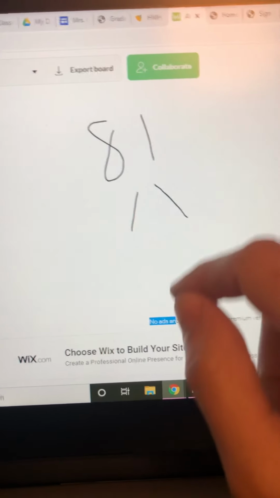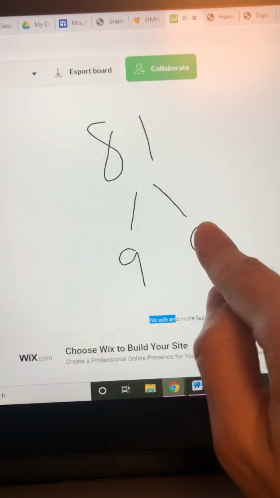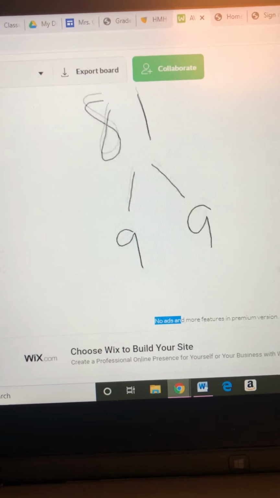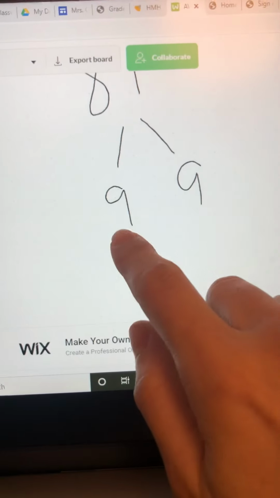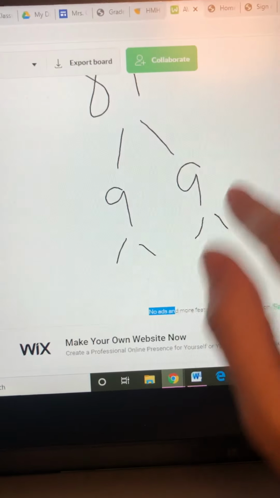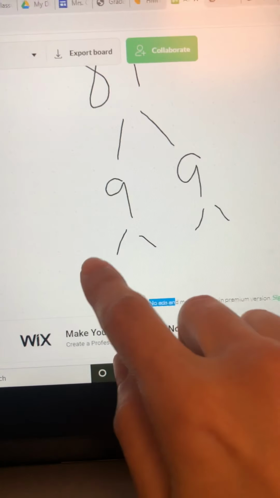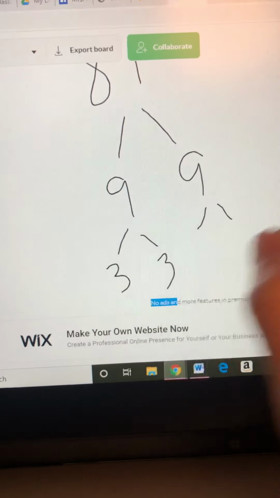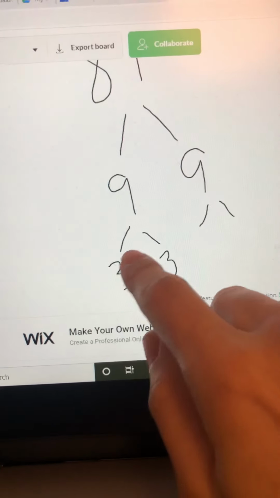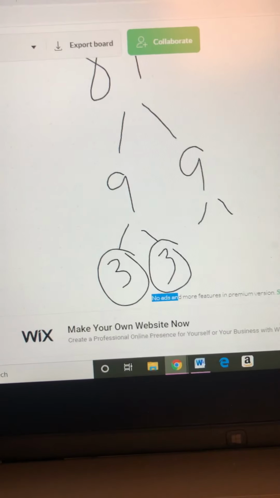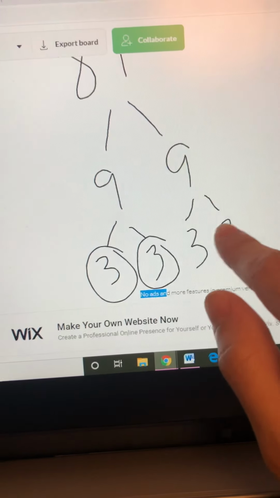81 is not prime, okay? 9 times 9. 9 is not prime either. It tends to be something that we get confused with. Just because it's an odd number does not mean it's prime. 9 is 1 times 9, but it also has 3 times 3. Okay, those are prime numbers, 3 times 3. So we're going to circle them because they're going to be part of our answer. And 3 times 3 again.